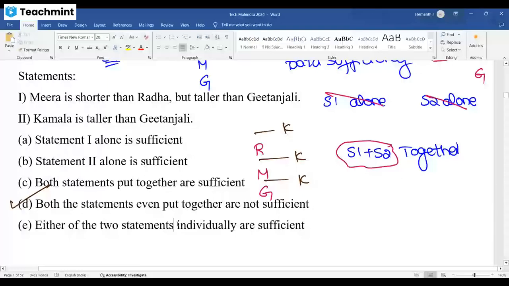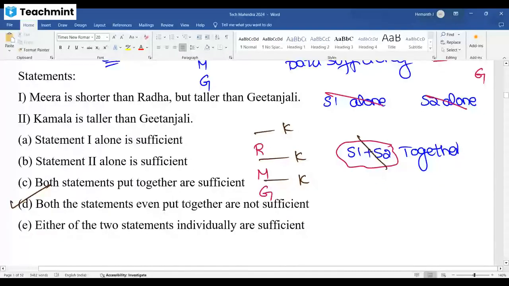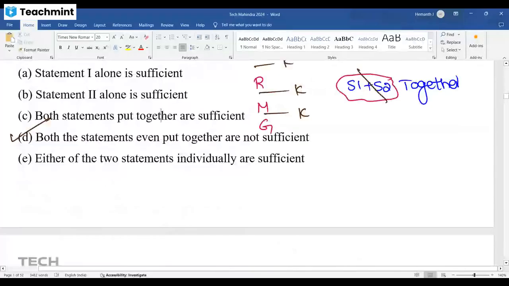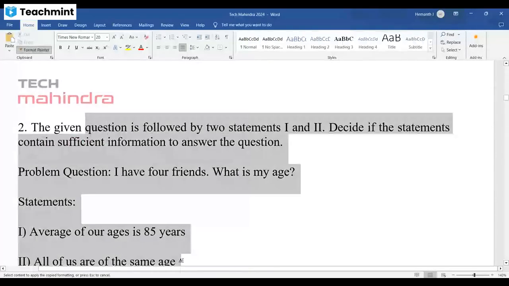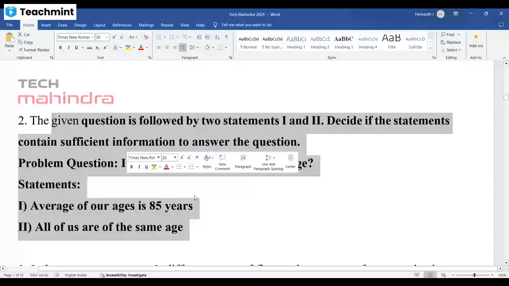Data sufficiency: which data is required to answer this question? Both statements put together are not sufficient. We need additional data. Now see the second question, again related to data sufficiency. They asked one more question. Here I am not giving the options, as you people are already aware of what the options are.